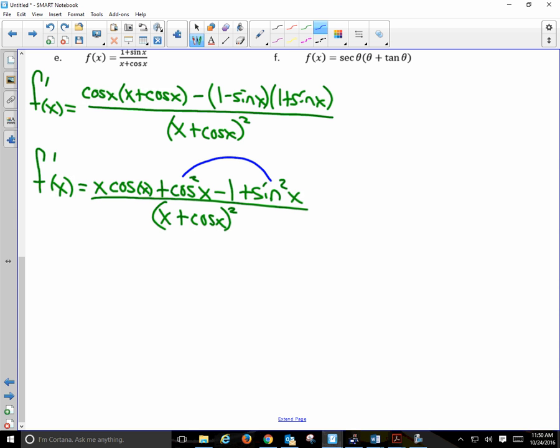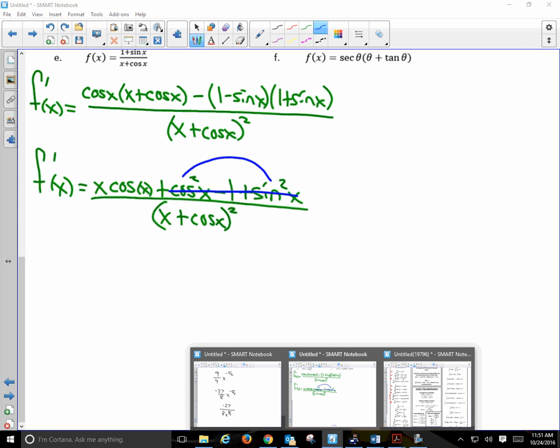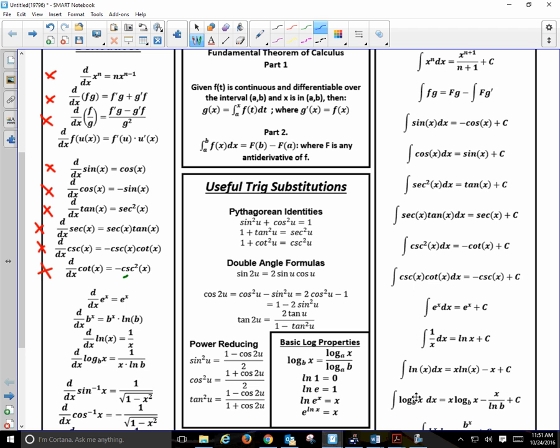Sine squared plus cosine squared is 1. Minus 1 is, so this all goes away. Now again, as I gave you that sheet, you can see that if you forget some of these useful substitutions, there you have it: cosine squared plus sine squared is 1. That's listed for you right there. Probably the most important trigonometric identity you need to know.